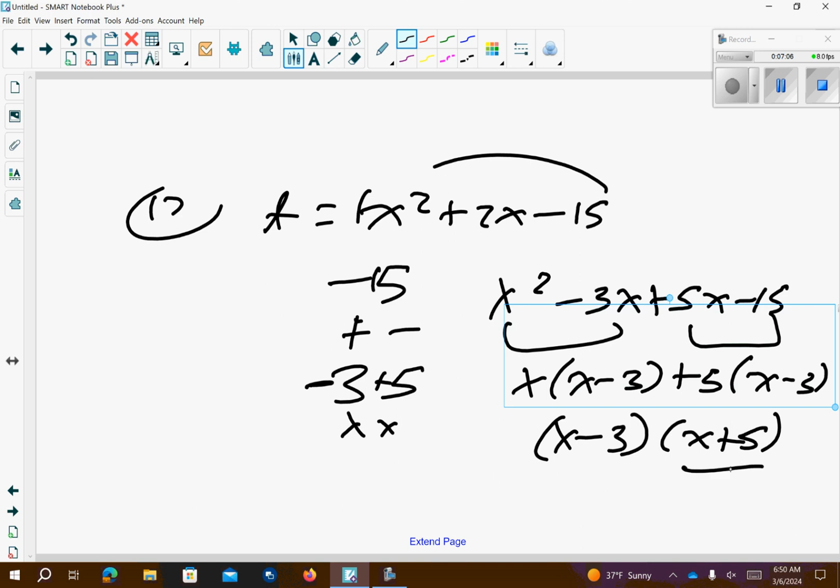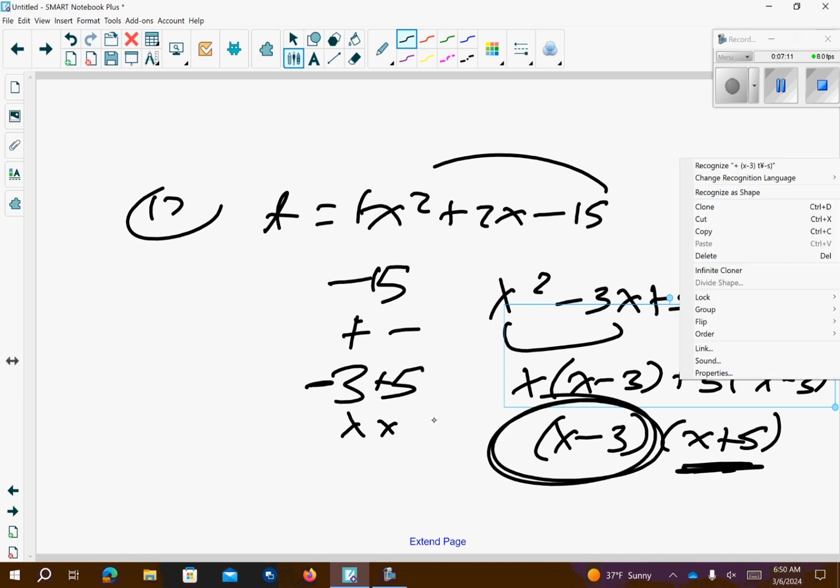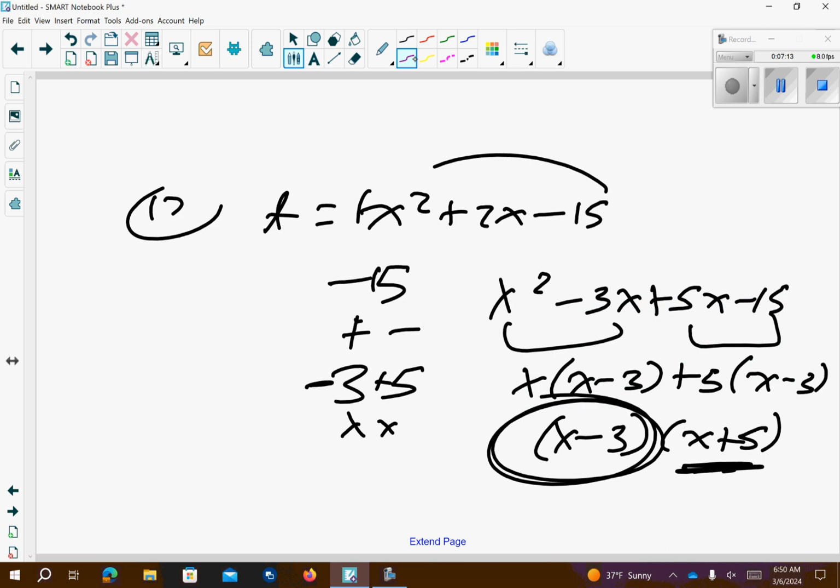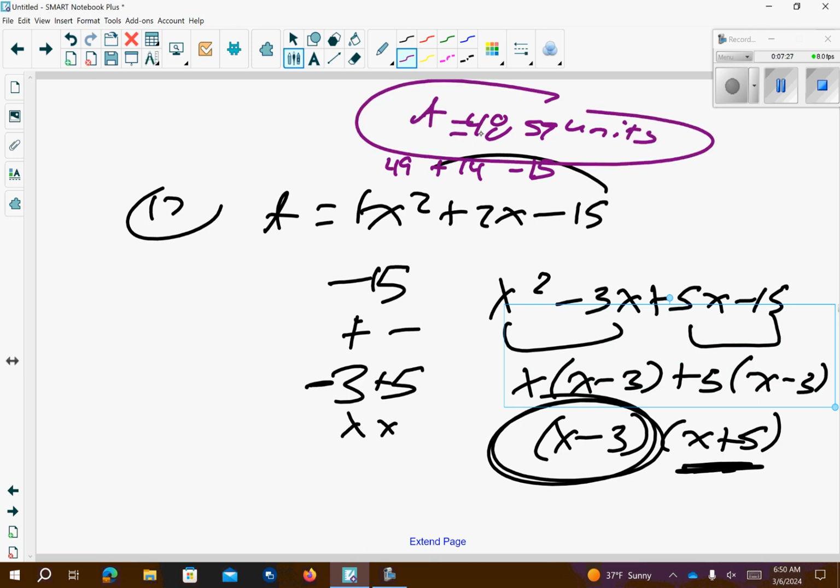They tell us one side, and we know one side is x plus 5, so the missing side has to be x minus 3. Find the area if x is 7. So if I plug 7 in, that becomes 49 plus 14 minus 15. That's going to give me 48 as the area, in square units. That answers that other question for B.